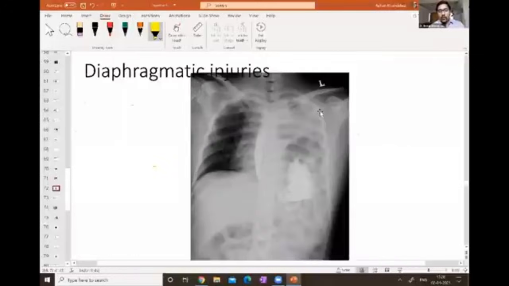Diaphragmatic injuries are more common on the left side as compared to the right side. These are the trauma neck zones. The trauma neck zones have also been asked in the exam.